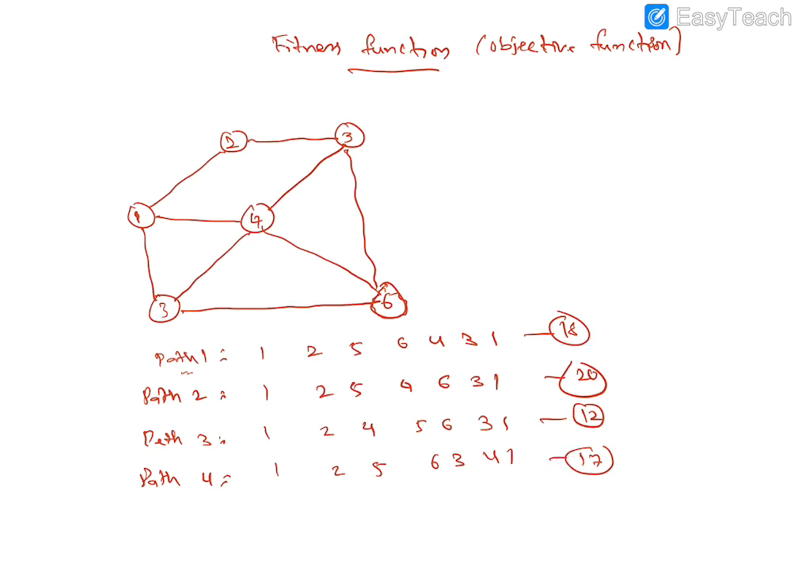If you look carefully, what does our observation tell us? 12 is the least score. That means we need to find the shortest path. So among these 4 paths, the shortest path is 12. So the optimized solution we are going to consider is path 3. Like this we are going to find the best solution for any kind of problem.